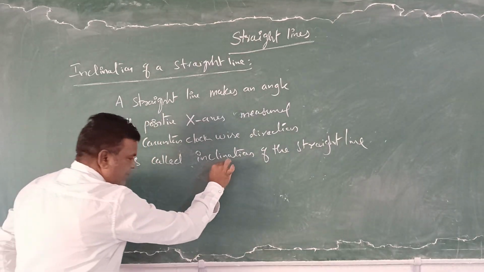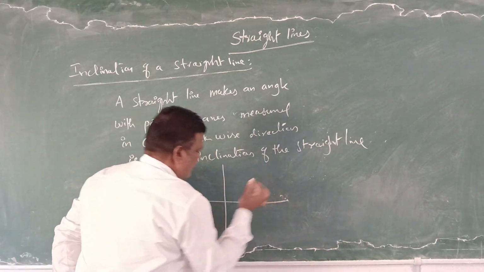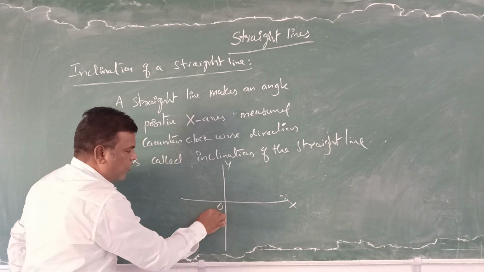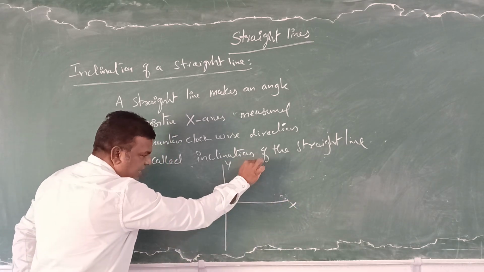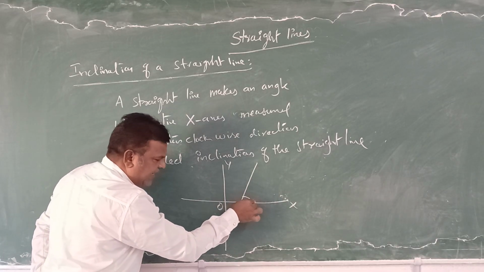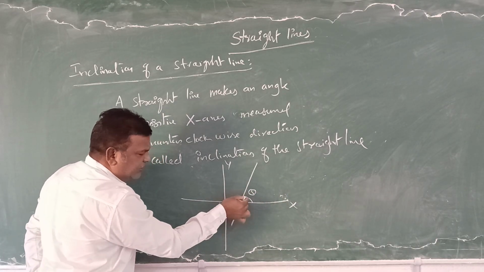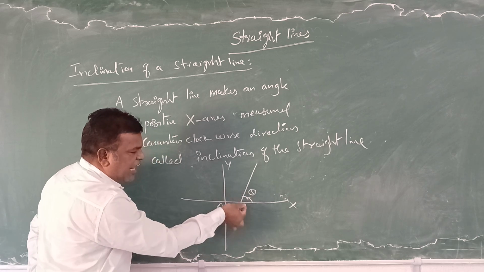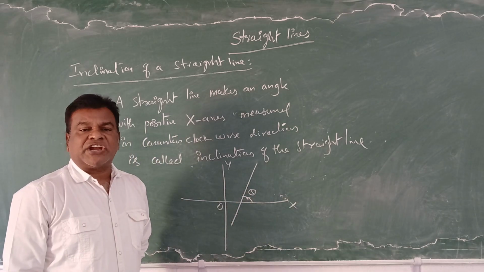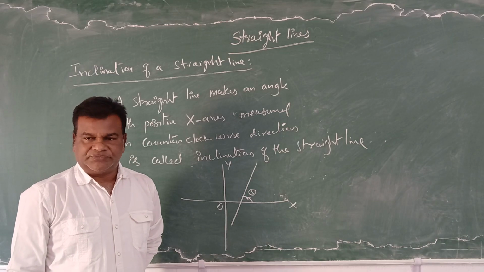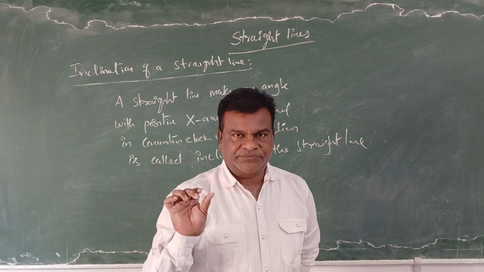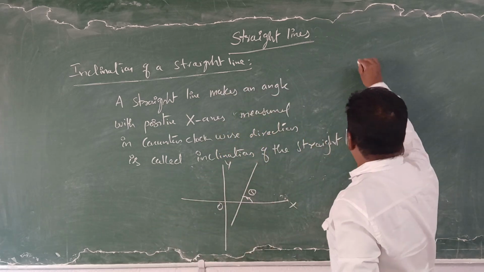Okay, see, this is the x-axis and y-axis, and this is the origin. If a straight line makes an angle theta which is measured in the counterclockwise direction, it is called the inclination of the straight line. Okay, inclination of the straight line. Now we will go through another definition.